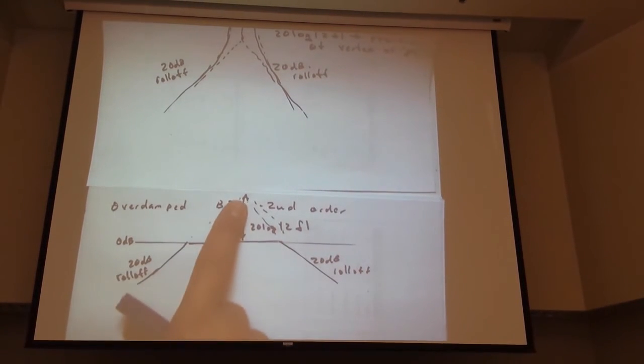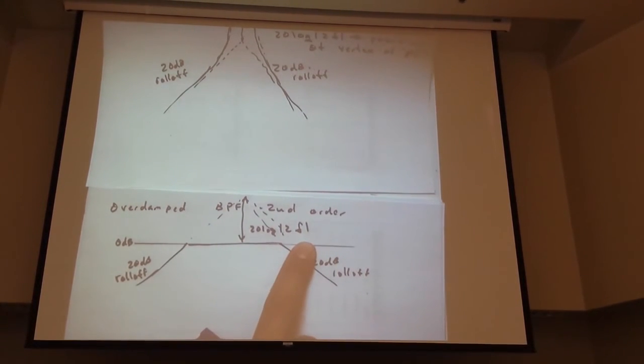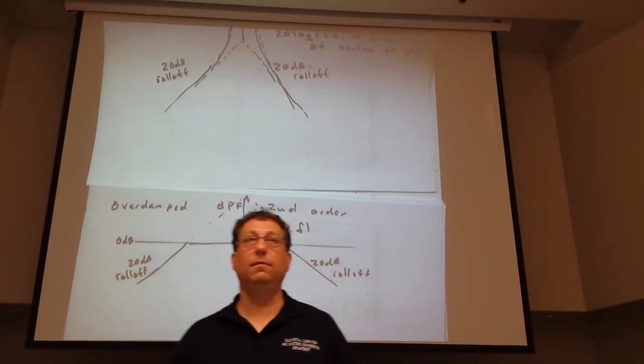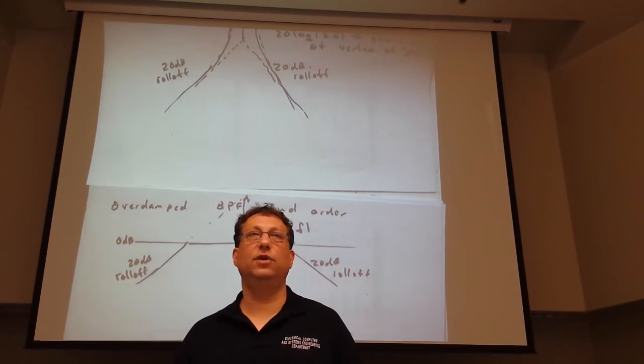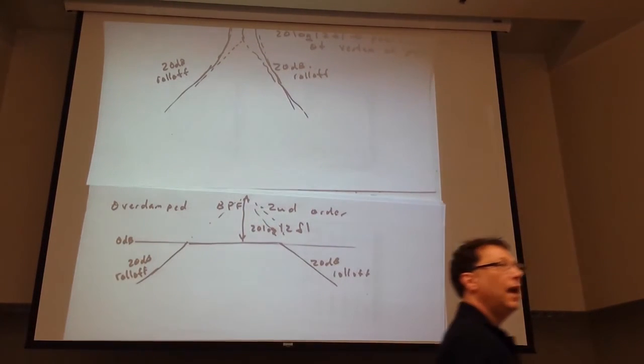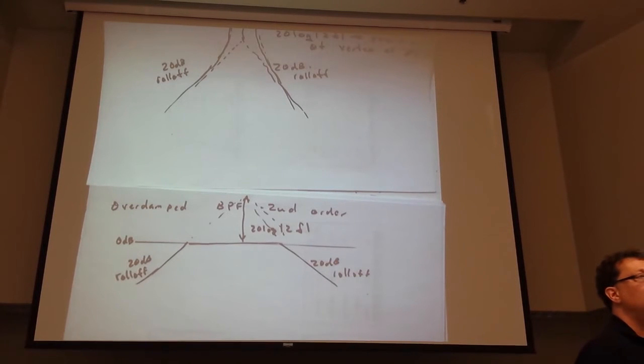Does this make sense? This is a positive number. What can we say about the damping ratio when it's overdamped? It's larger than 1. Is 20 log of 2 times something larger than 1 going to be positive? Yeah. The vertex is going to be way up there. So when delta equals 1, the vertex is going to be at 6 dB.